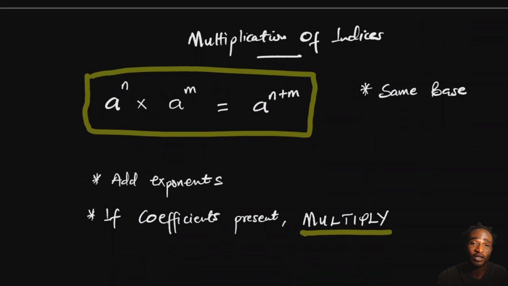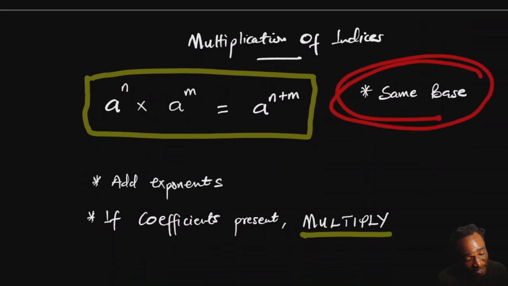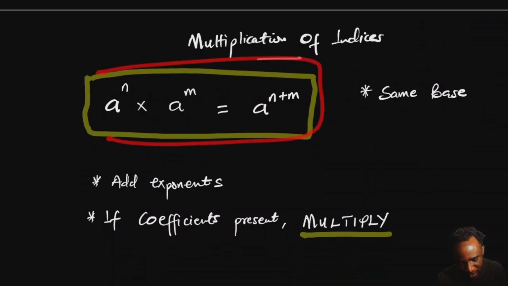So the multiplication law states that if indices are multiplying each other and they have the same base, this is very important, they should have the same base, you write one of the bases and then you add the exponents or the powers. So you can see over here, for example, this states the law.